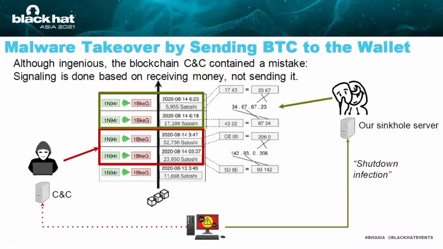From here, let's move on to the main core part of this presentation. Let me explain about our takeover mechanism. The mechanism for hiding the C&C IP in the blockchain by the adversary was ingenious.